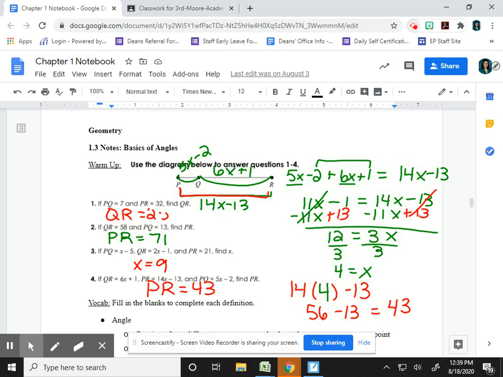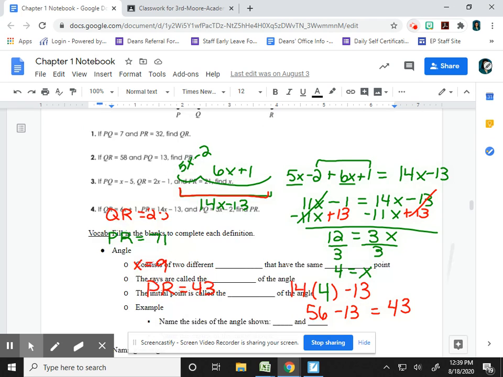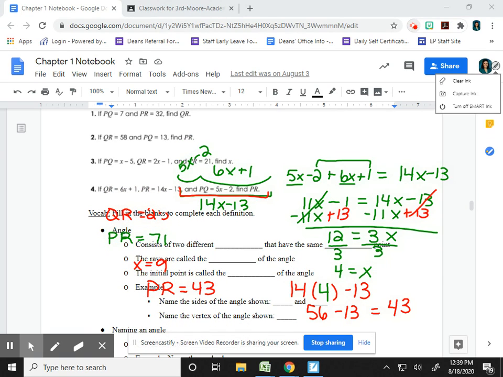So hopefully that's a good reminder of what we've been doing. And now we can move into what we're starting on for the day, which is angles and the basics of angles.